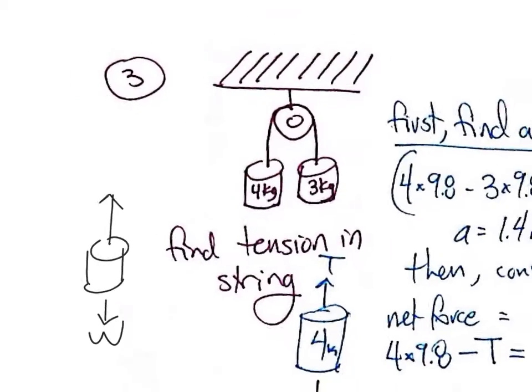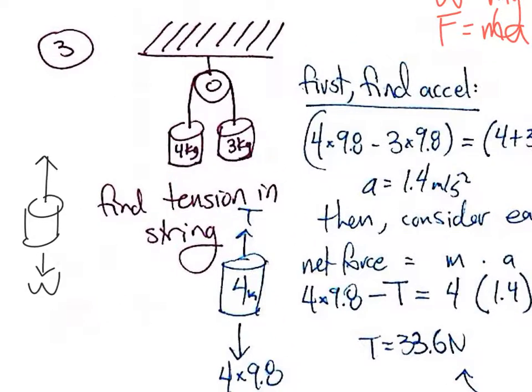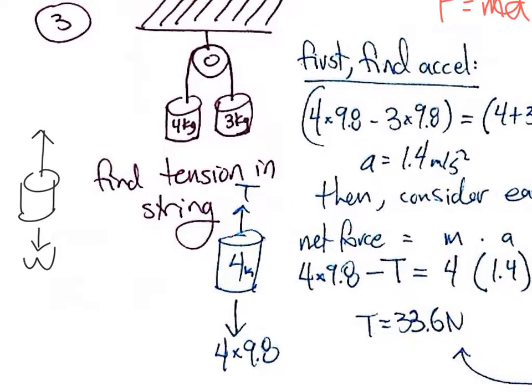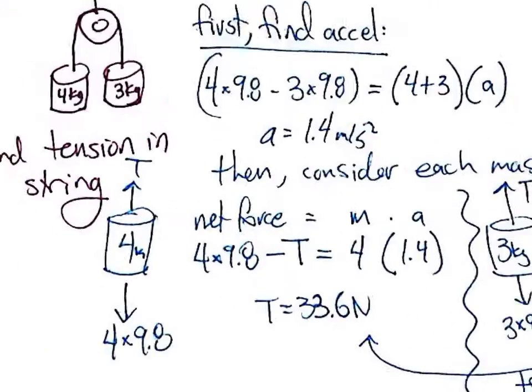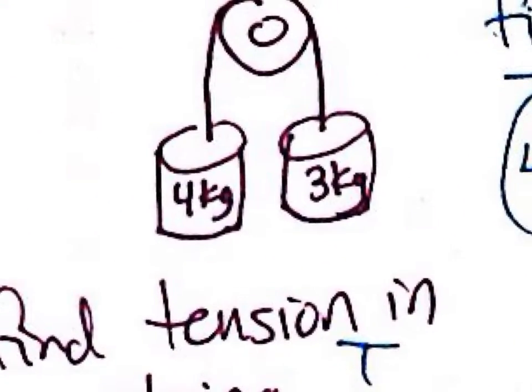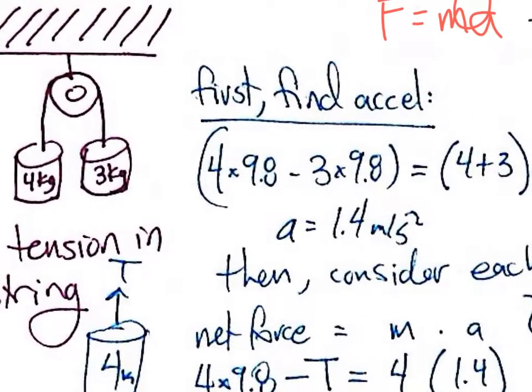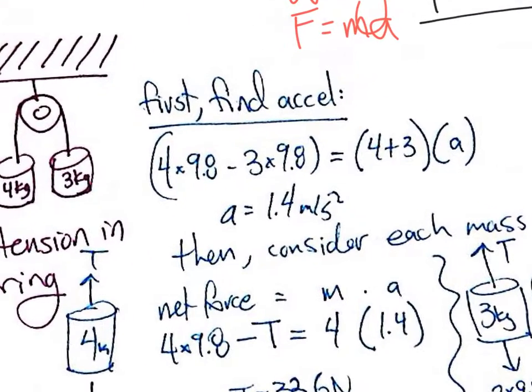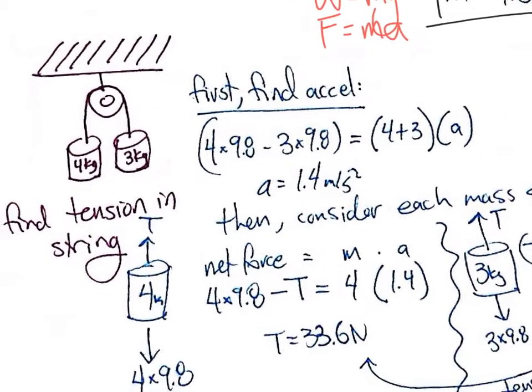So here's how we can solve this. It's tempting to just think that it's 9.8 newtons, but it's not going to be that. The 9.8 newtons would be the difference in the weights. First, we're going to find the acceleration, and this is what you know how to do. Difference in the weights, heavy minus light, equals total mass times acceleration. And so we get that both of those are accelerating at 1.4 meters per second squared.